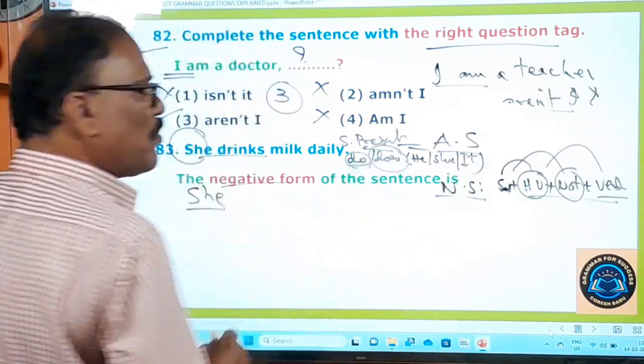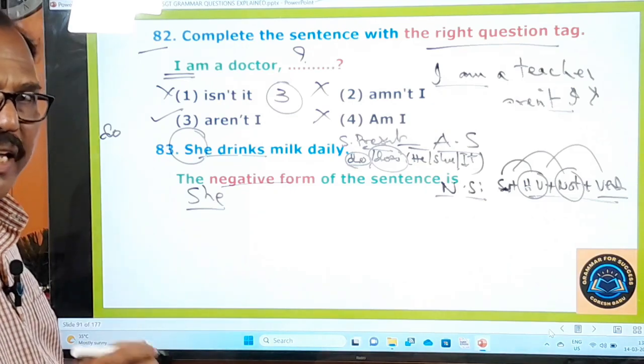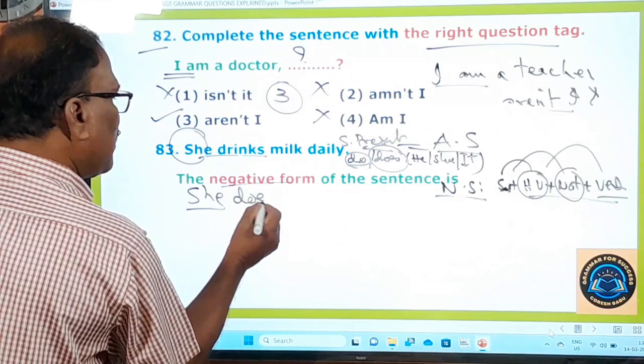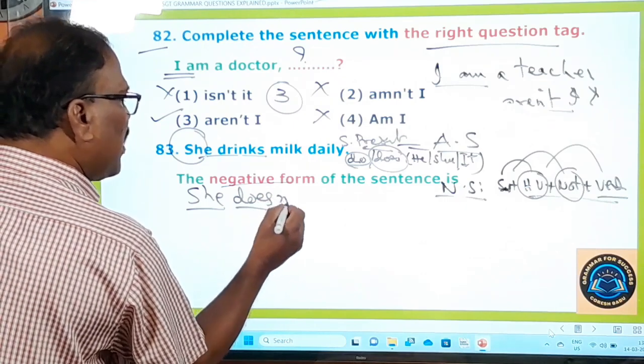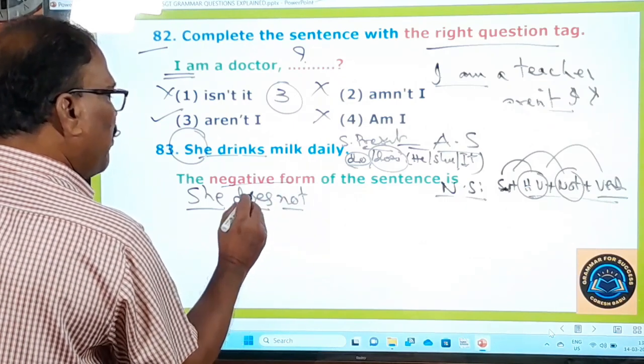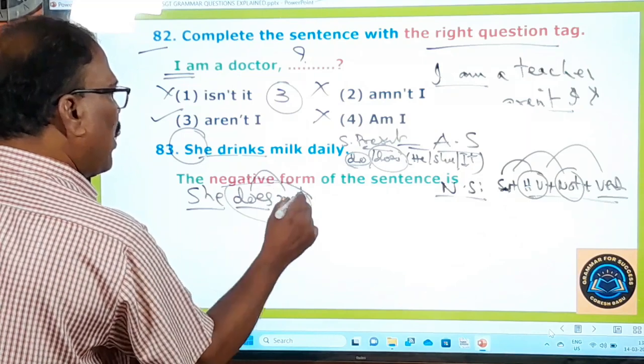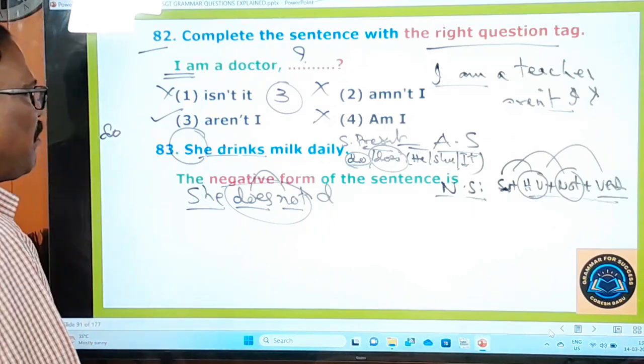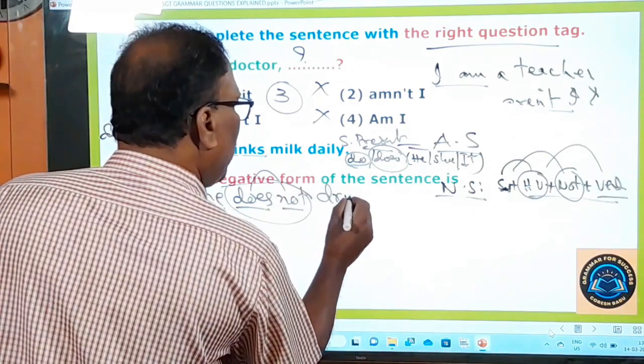For all other persons, we use do as a helping verb. So here the subject is she, and for she we use does. Since it is a negative statement, we have to use not. The helping verb is there, not is there. These two things are okay. After that, you write the normal verb. What is the verb given here? Drink. So drink should be given.